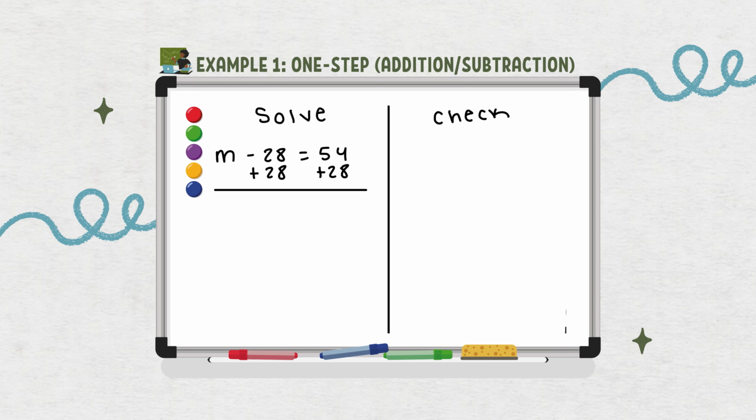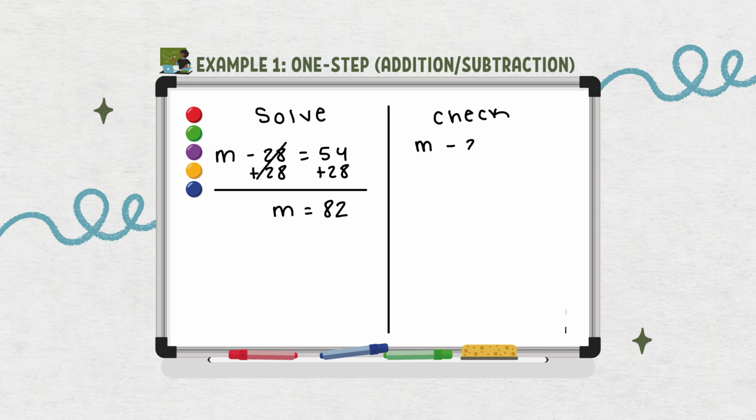Negative 28 plus 28 is 0, so we just cancel it out. Now on the left-hand side, we are still left with m. So m can come down. Now let's finish solving the equation. 54 plus 28 is going to equal 82. Now we're done solving the equation, but let's check our work to make sure that m actually equals 82.